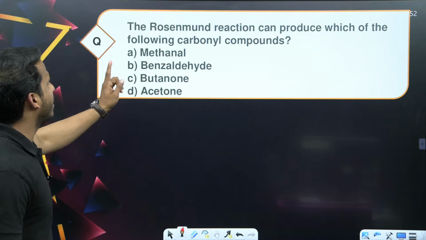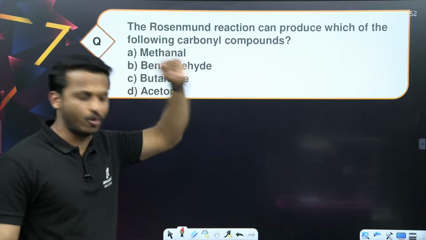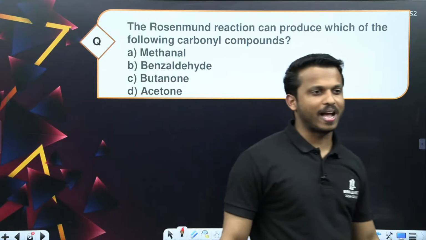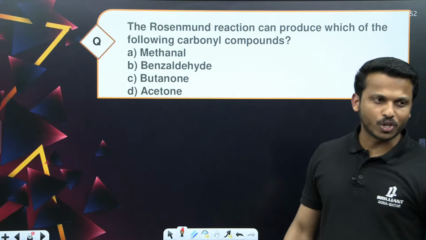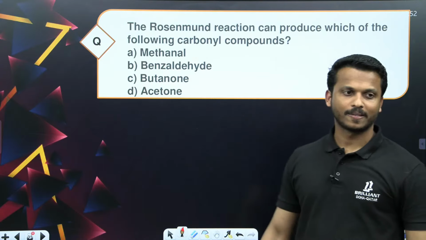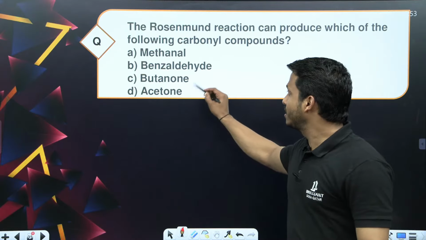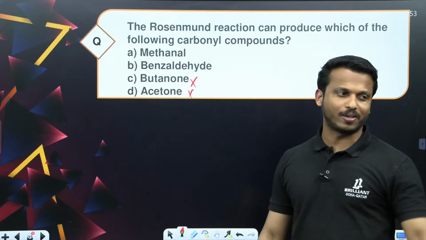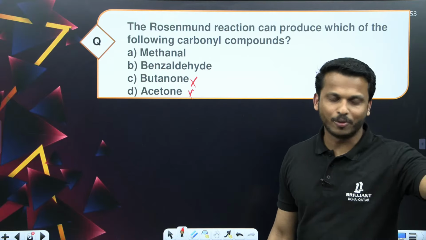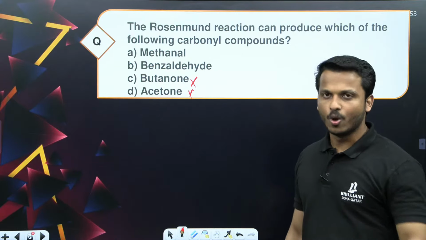The Rosenmund reaction can produce which of the following carbonyl compounds? Quick. Come on, dear all. I will go with C and D. Definitely I will cut it. Don't say the answer in the chat box, because ketones are not produced by this reaction. Only aldehydes are produced. Which aldehyde?